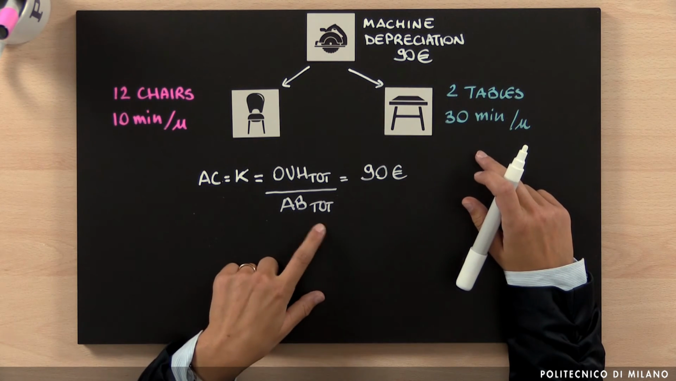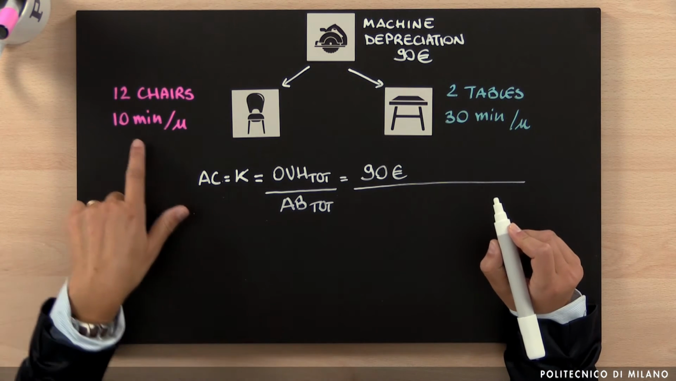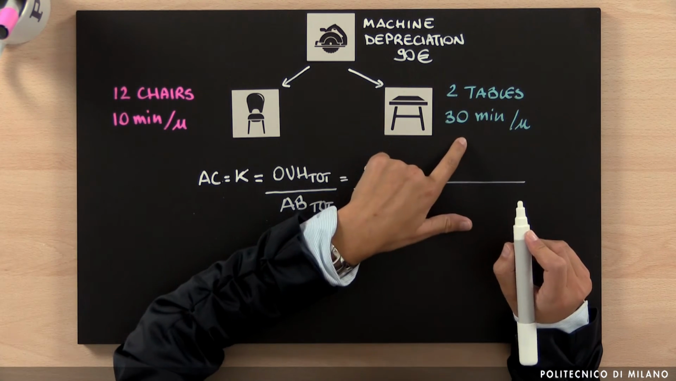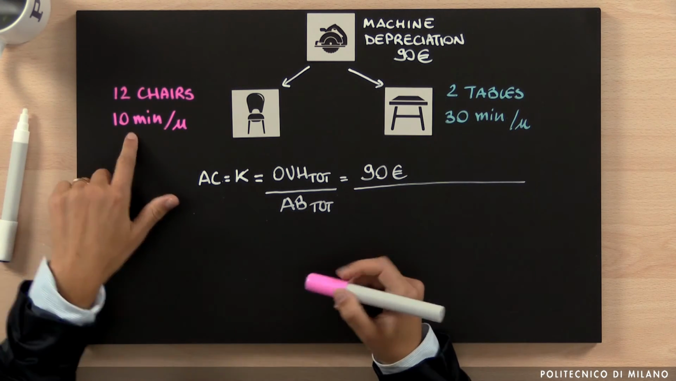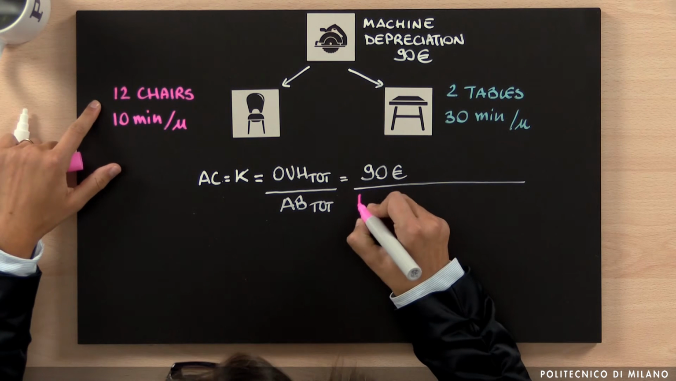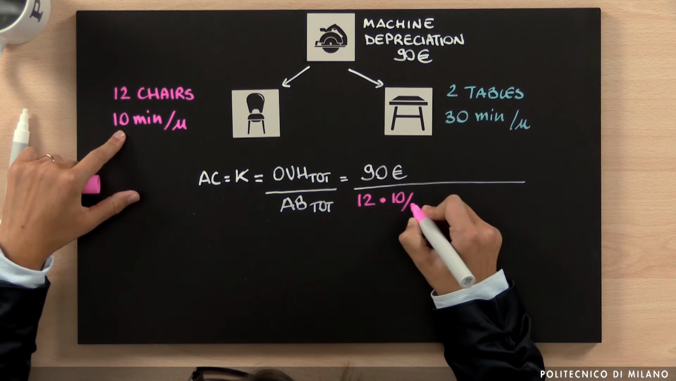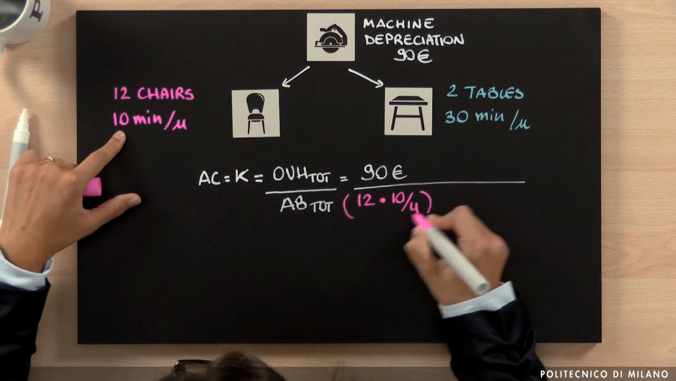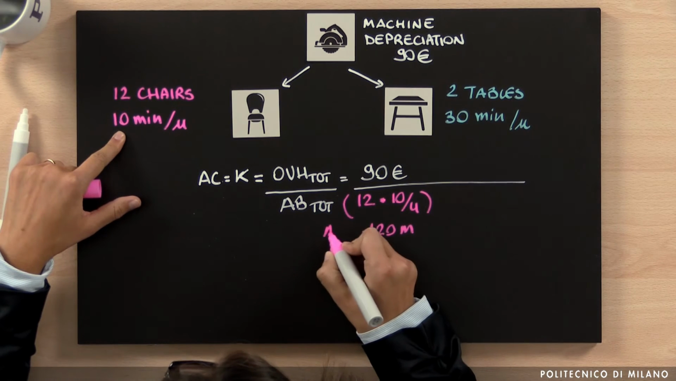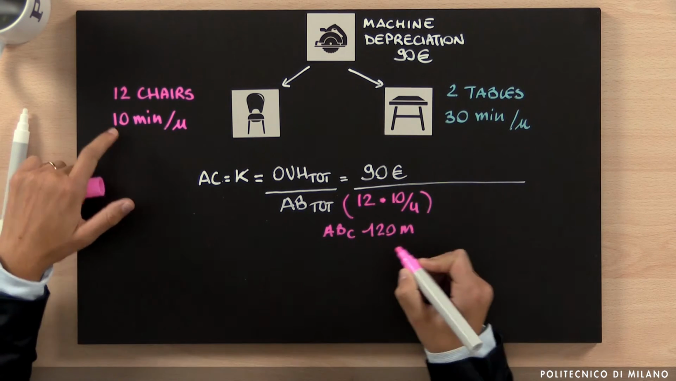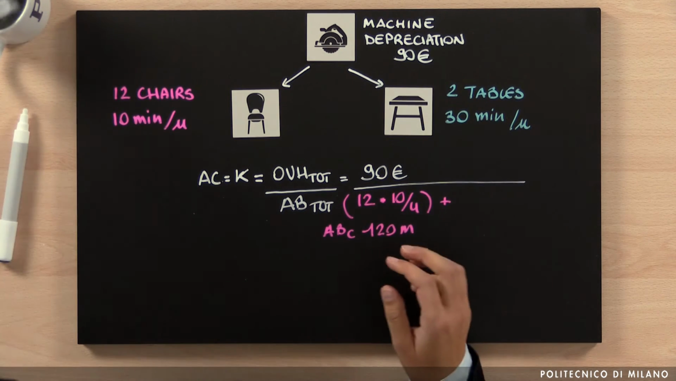We need the total allocation basis, which means that we need to calculate the allocation basis of the chairs plus the allocation basis of the tables. So first of all, the allocation basis of the chairs. We are producing 12 chairs, and we need 10 minutes in order to realize one unit. This is 120 minutes, which is the allocation basis of the chairs, plus the allocation basis of the tables.